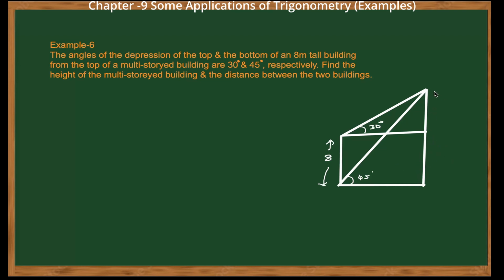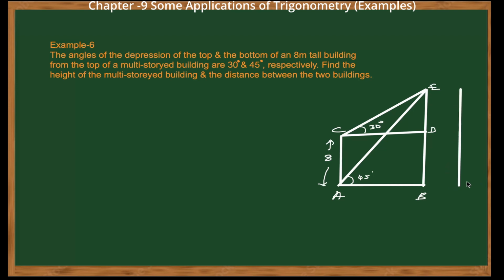Okay, find the height of the multi-storied building and the distance between the two buildings. So you have two buildings. Let's name this A building, this is B building, and then you have C, and this particular point let's name it as E. So this distance we need to find. Oh, this is not good.